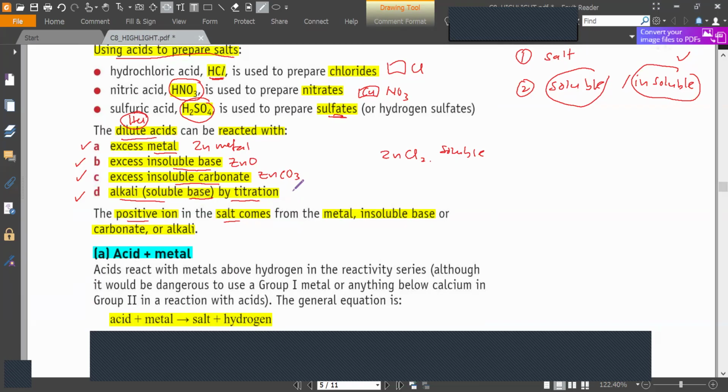For the titration, we need to use the alkali, which would be zinc hydroxide. But zinc hydroxide is insoluble in water. So this one we can use A, B, C only; D we cannot use. Only when the base is soluble can we use titration. So not all of the methods are suitable.